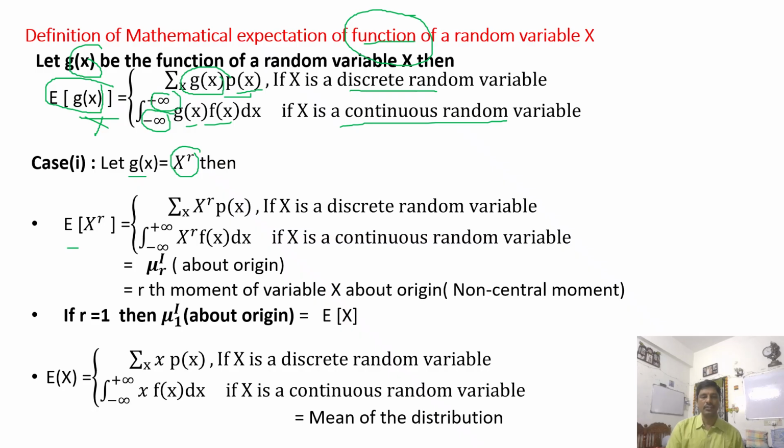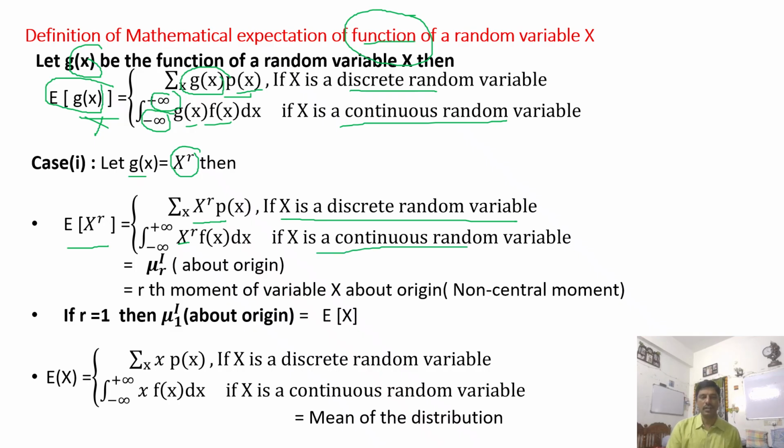Then the expectation of x to the power of r equals sigma x to the power of r into p of x. Just replacing g of x with x to the power of r, we get the expectation for a discrete random variable. And replacing g of x by x power r for a continuous random variable, we get the integral from minus infinity to plus infinity of x power r into f of x into dx. It is for a continuous random variable.